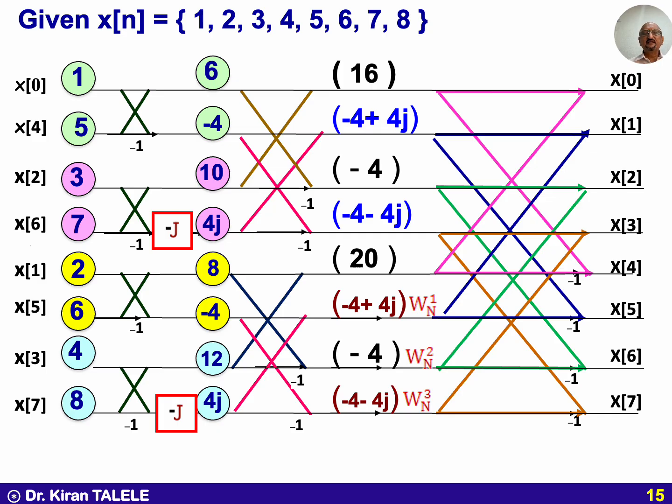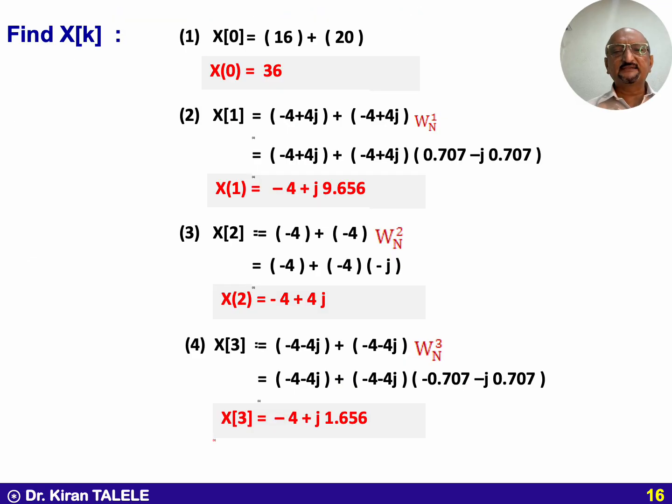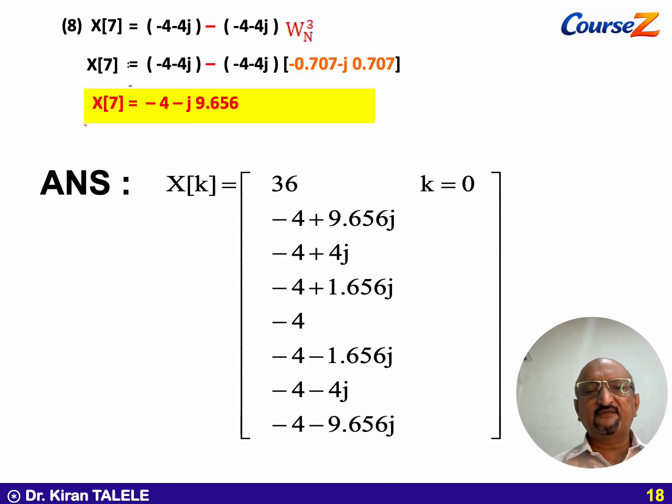Now the calculation of the third stage, I recommend doing it separately. So let's do this. X of 0 equal to 16 plus 20, that is 36. X of 1 is the addition of these two numbers. By substituting the W term, we get this value. And by simplifying the W term and substituting in this expression, we get all 8 values of X of k like this. This is X of k.